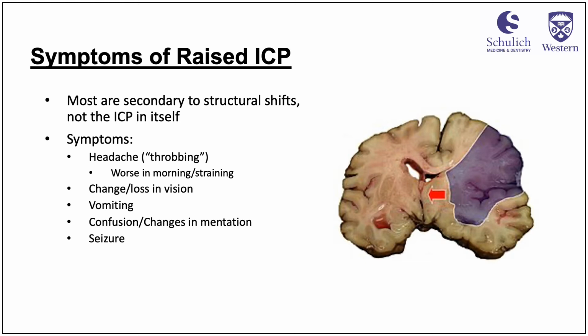You can also get some vomiting, and generally it's thought to actually be a late feature. So by that point, you actually have significant disease burden. And even though you can get nausea sometimes, a red flag would actually be vomiting without nausea. And then as it progresses, you can get confusion and changes in your mentation, as well as seizures.